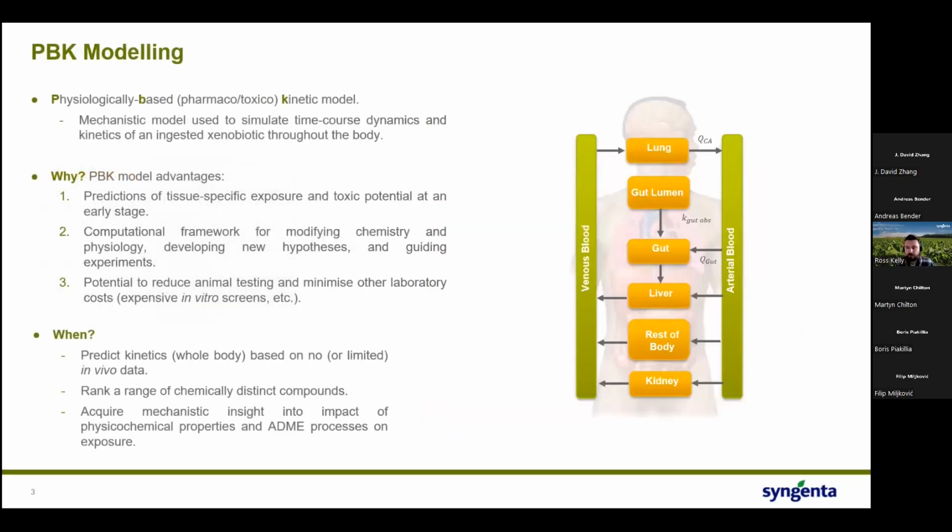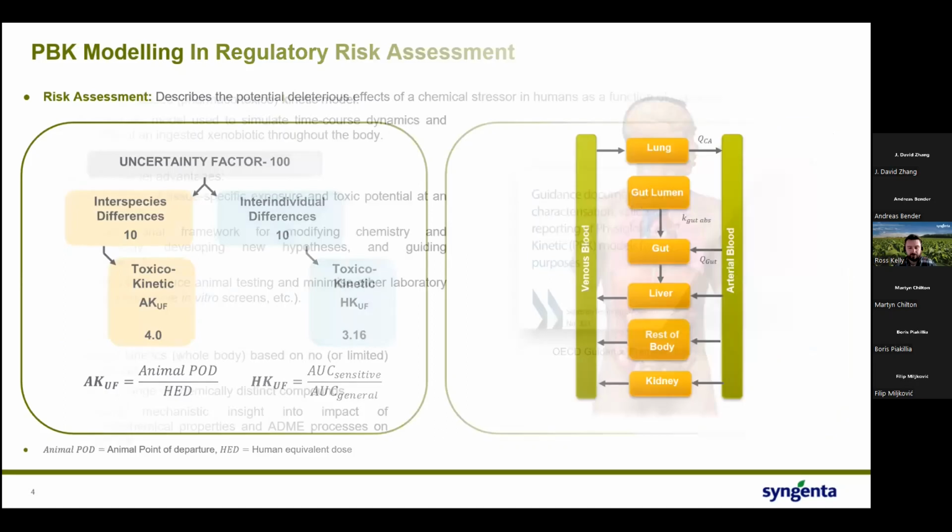So for those of you that don't know what PBK is, PBK stands for Physiologically-Based Kinetic Models. So we drop the Pharmacokinetic bit in agrochemical. So essentially these are compartmental models used to simulate the time course of a chemical ingested throughout the body. And pictures are always an easy way of looking at these things.